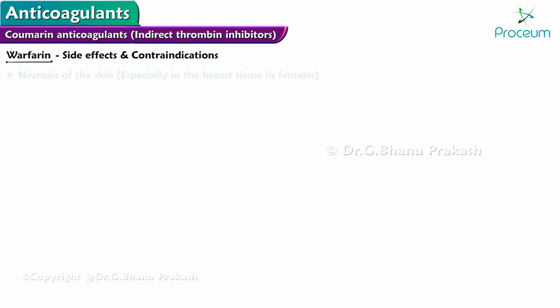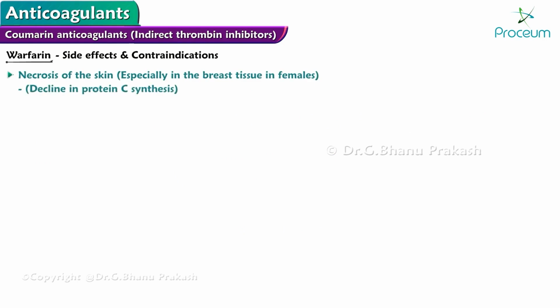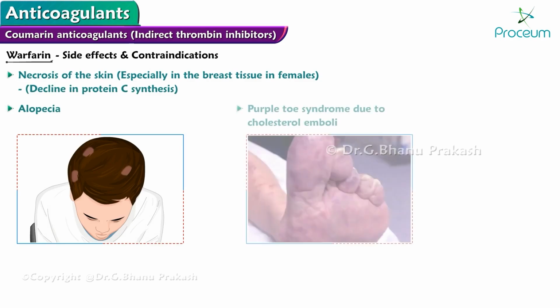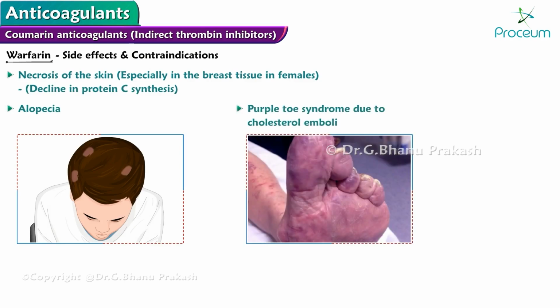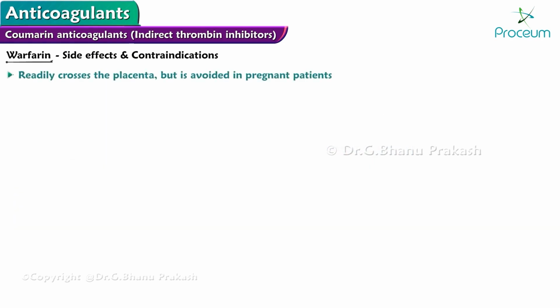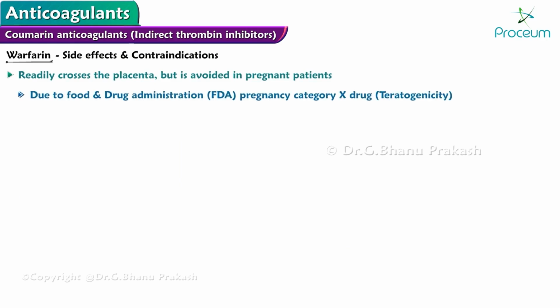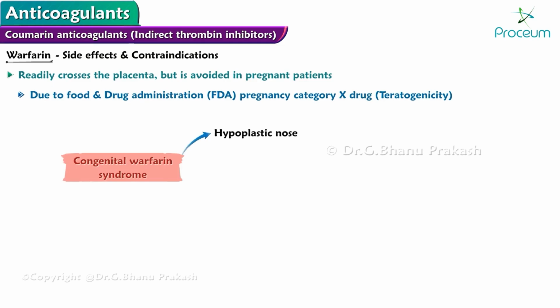Other side effects include necrosis of the skin, especially in the breast tissue in females, decline in protein C synthesis, alopecia, and purple toe syndrome due to cholesterol emboli, bluish discoloration of toe. Warfarin readily crosses the placenta, but is avoided in pregnant patients. Warfarin is a Food and Drug Administration pregnancy Category X drug due to its teratogenicity. Warfarin causes congenital warfarin syndrome, which includes hypoplastic nose, stippled epiphysis, and abnormal calcification of skeletal system.